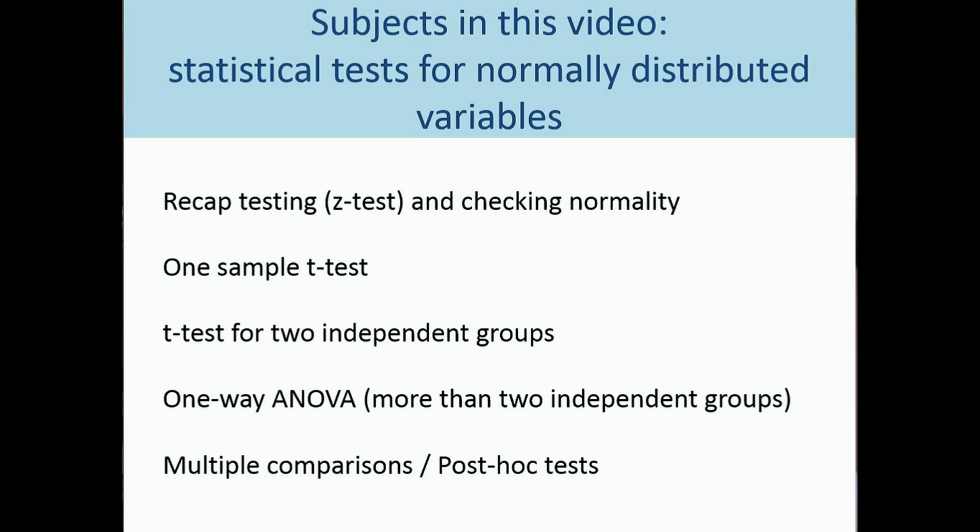In this video, I will tell you about statistical tests for normally distributed variables. I will start with a recap of a statistical test and tell you how to check whether data are normally distributed. Next, I will show you an example of a one-sample t-test, followed by a t-test for two independent groups. The last part of this video will be about the one-way Anova, a way of comparing means of three or more independent groups and how to deal with multiple comparisons.